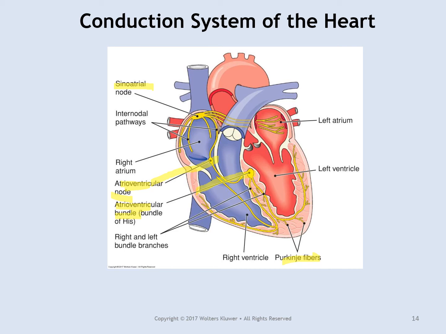And that is a very rough schematic of the conduction system of the heart. So sinoatrial node, atrioventricular node, atrioventricular bundle, and the Purkinje fibers are the key terms to keep track of here. And the pulse moves from the top, the sinoatrial node, to the bottom towards the apex of the heart and the Purkinje fibers.